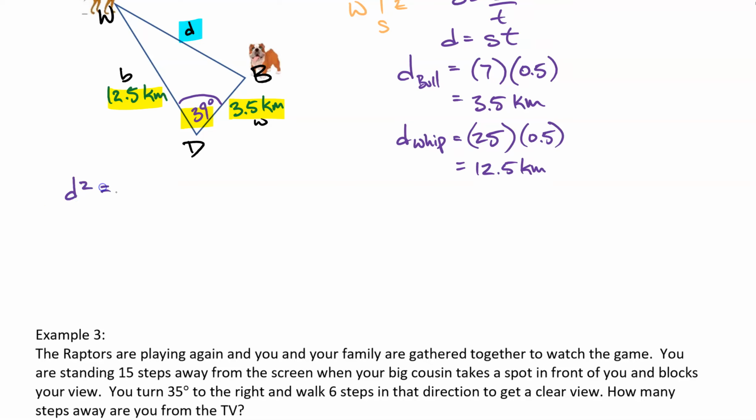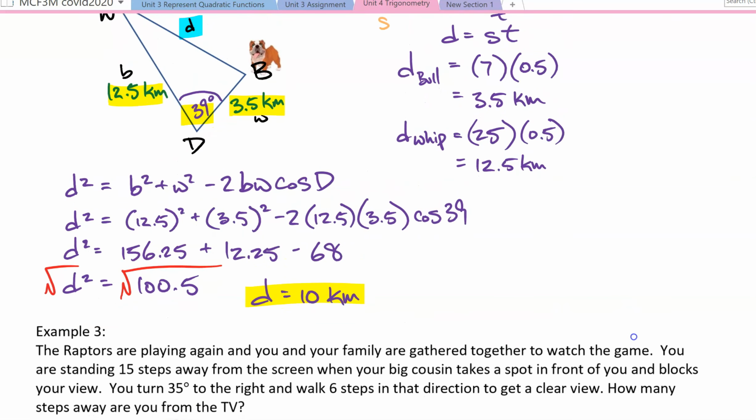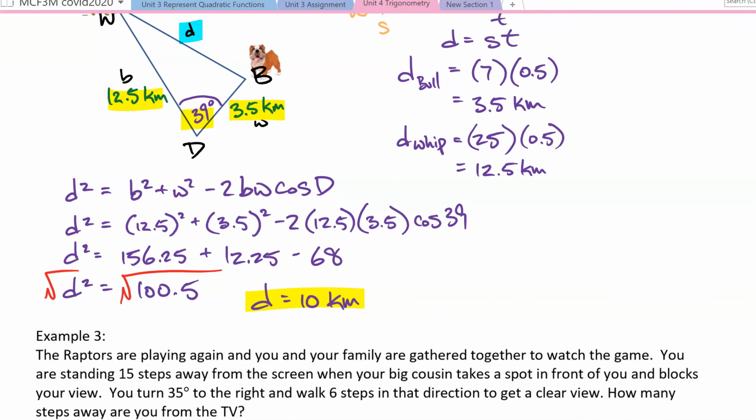D squared is equal to the two sides, which are b squared plus w squared. Subtract 2 times b and w, all multiplied by cosine of angle D. And I'm going to pause it, substitute and solve, and there we go. Okay. Did you also get that after substituting, we have an answer of 10 kilometers?